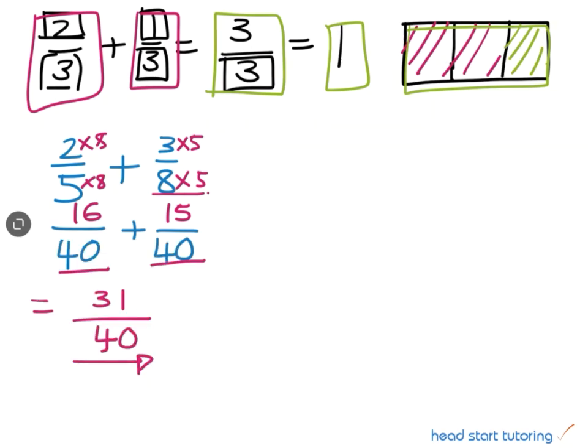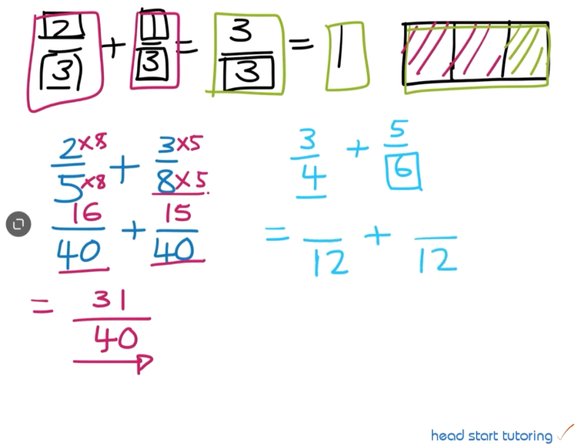Right, let's have a look at 3/4 plus 5/6. So we now need to find a common denominator, or a LCM, or lowest common multiple, between 4 and 6. So let's count again in sixes, because 6 is our bigger denominator. So 6, 4 does not fit into 6. 12, 4 does fit into 12. So 12 will be our LCM, or our lowest common multiple, or our common denominator.